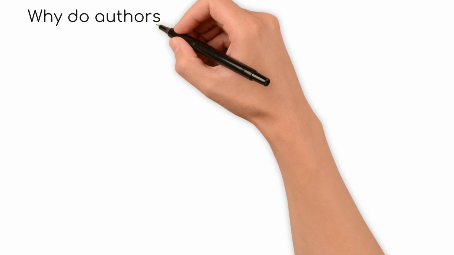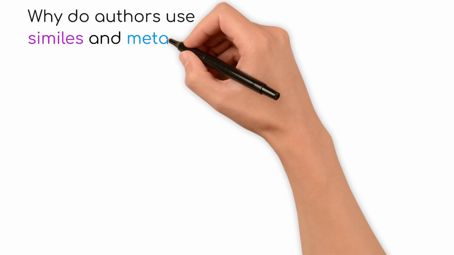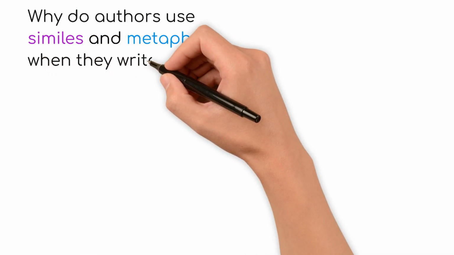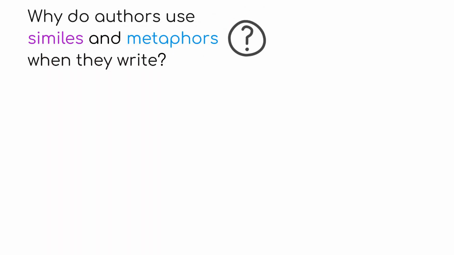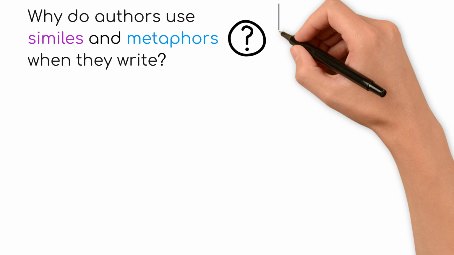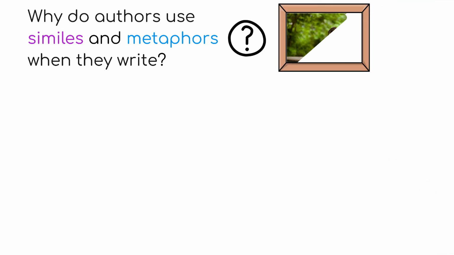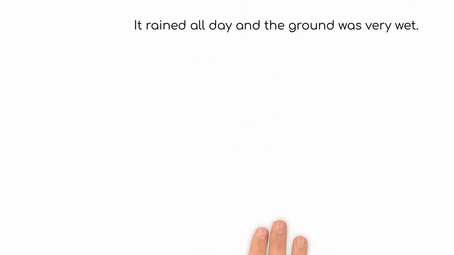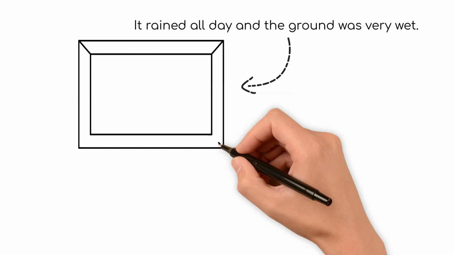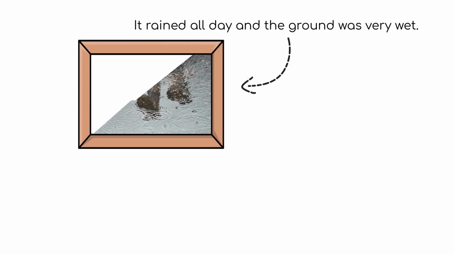Why do authors use similes and metaphors when they write? And why is it important for us to understand the meaning of similes and metaphors? Well, similes and metaphors are used to make writing more descriptive and to help us visualize a scene that we are reading. When I read the sentence, "It rained all day and the ground was very wet," I can picture wet ground, but I don't really know where this is taking place.